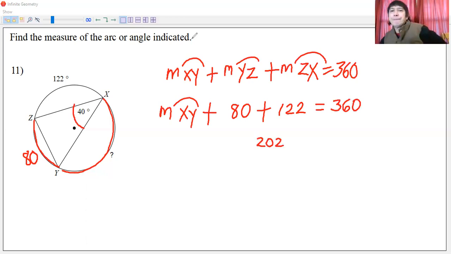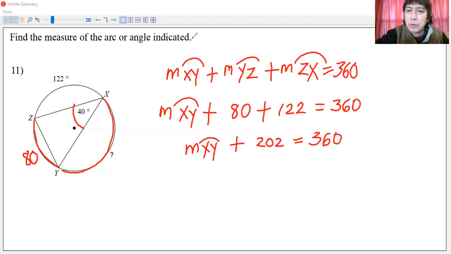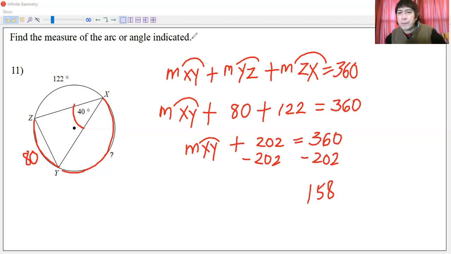80 plus 122 is 202. Yes, plus the unknown XY arc is equal to 360. We now deduct the 202 from both sides. This is minus 202. So this is 8, this is 5, and this is 1. The measure of arc XY will be 158 degrees. That's our answer.